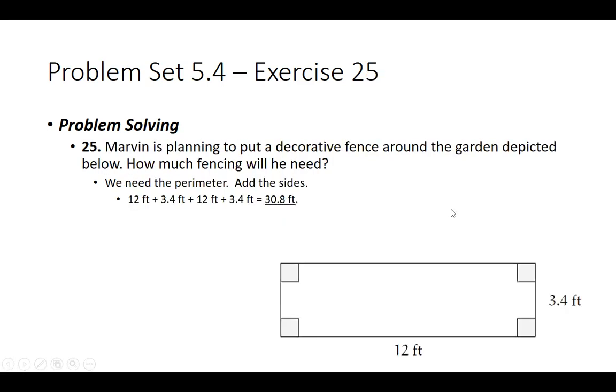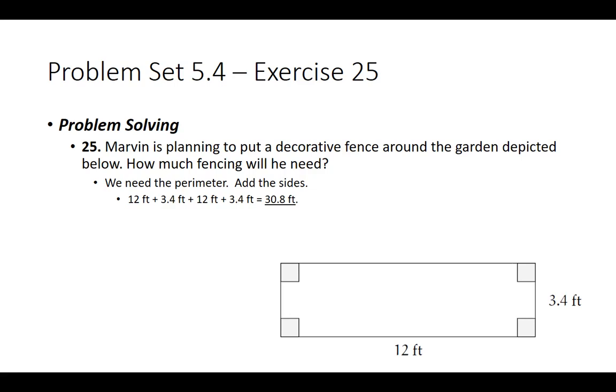In number 25, Marvin is planning to put a decorative fence around the garden depicted below. How much fencing will he need? This garden is 12 feet by 3.4 feet. Don't automatically assume we're finding area because that's what we were talking about. This is going to be the perimeter.